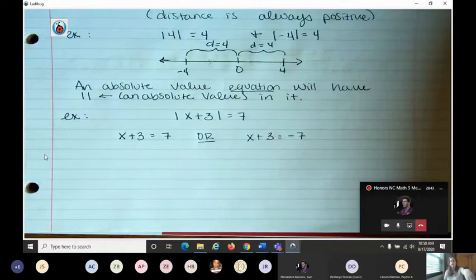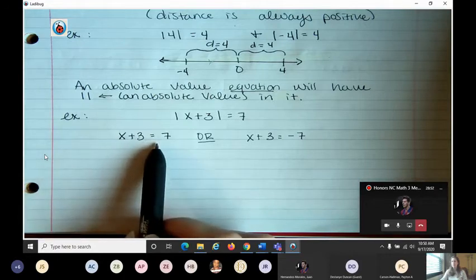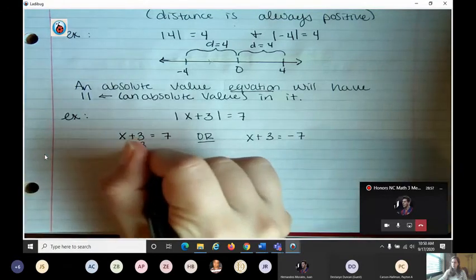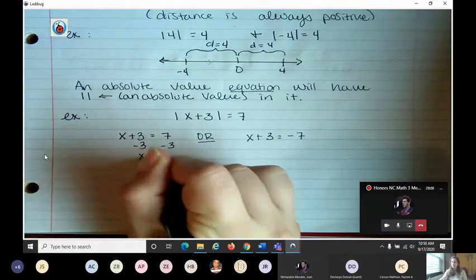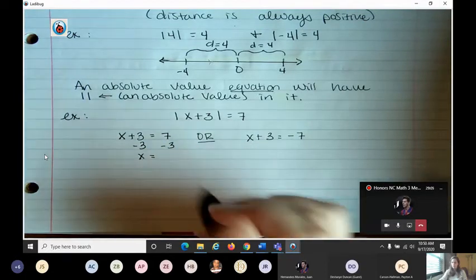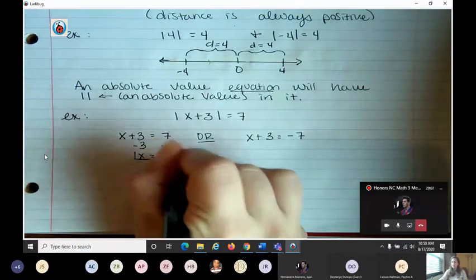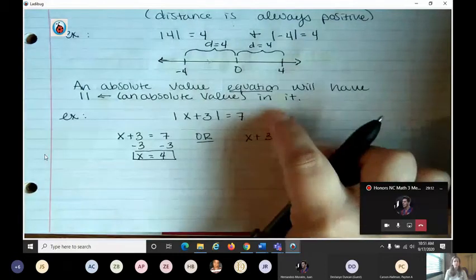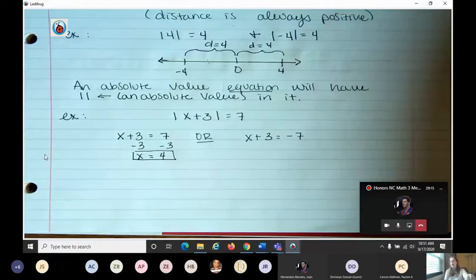So when we're solving these equations, Brandy, are you there? I'm here. So what am I going to do with this first one? How do I get x by itself? Subtract 3. Perfect. So I'm going to subtract 3 from both sides. So 7 minus 3 is what, Brandy? 4. Perfect. So this is one possible answer. Our x value could have been 4, and it would make this absolute value equation true. Okay, now we need to solve the other equation.